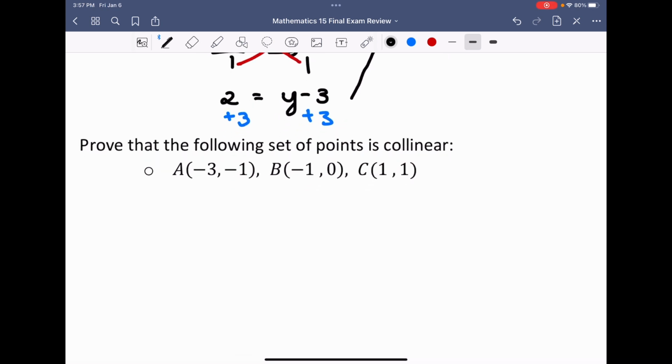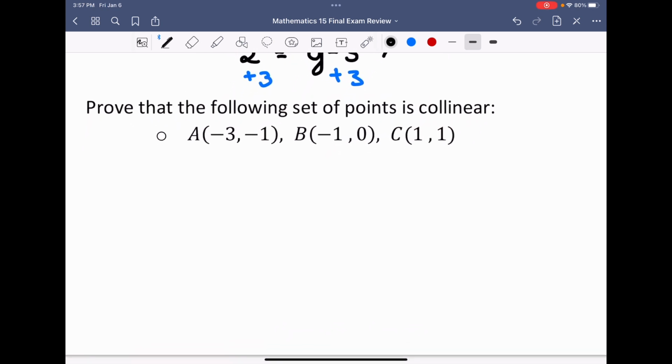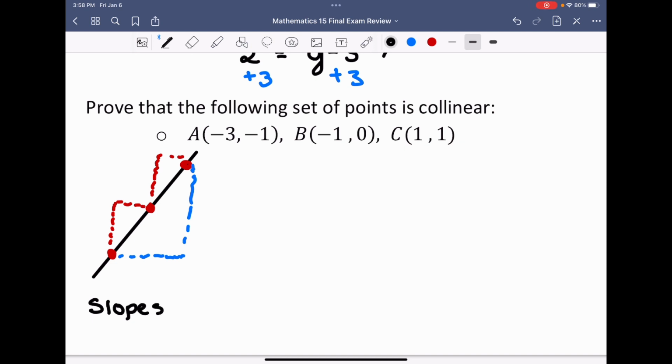Prove that the following sets are collinear. So what it means to be collinear is to say, well, what if I had this line here? Collinear, by definition, says those 3 points would all be on the same line, where their slopes between any of the given points, it could be between those two, it could be between the very end points, the slopes are all the same. So if that's something you need to write down, the slopes are the same.